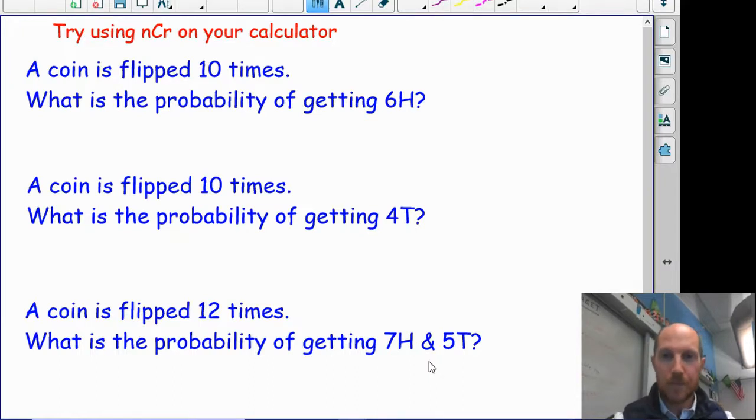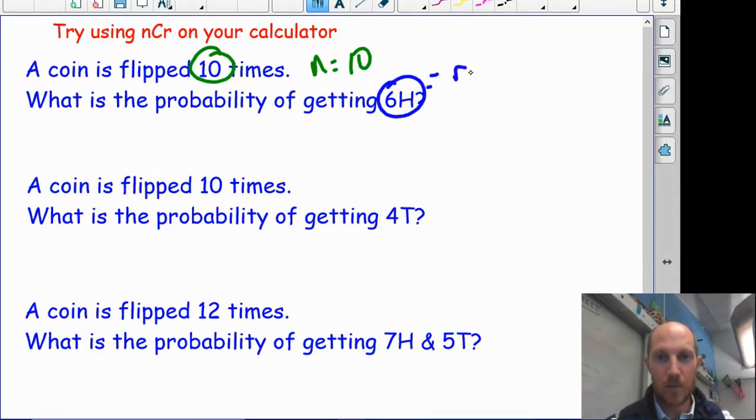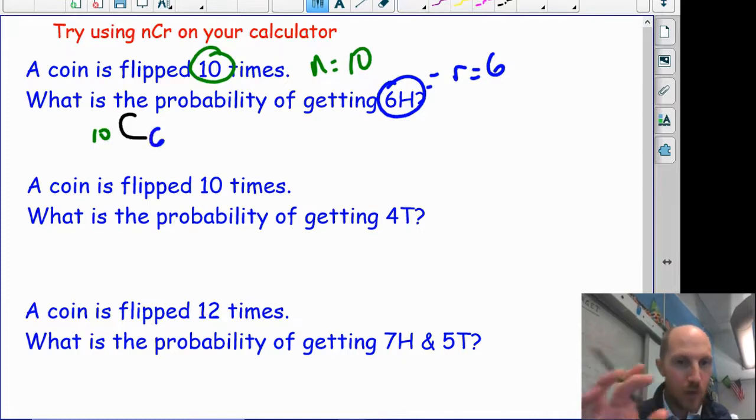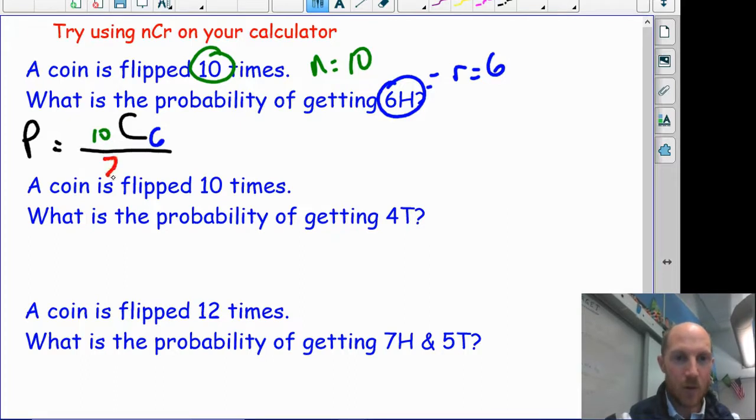All right. Well, 10 is going to be my N number. 6 is going to be my R number. So I'm going to do 10C6. That'll give me the numerator of my probability fraction. And to get the denominator, they're coins. Coins have two sides, and I'm doing 10 repetitions. So 2 to the power of 10 will give me the size of the sample space, or my denominator.